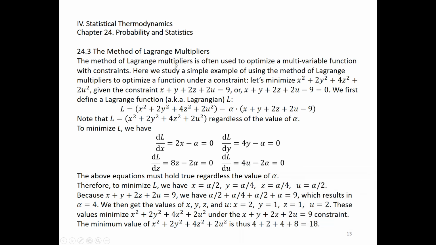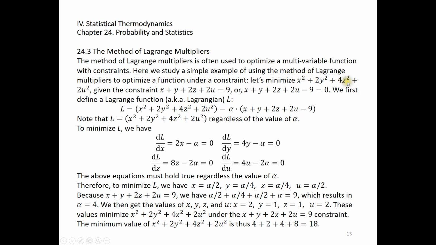Chapter 24, Probability and Statistics. Section 24.3, the method of Lagrange multipliers. The method of Lagrange multipliers is often used to optimize a multivariable function with constraints. Here we study a simple example using the method of Lagrange multipliers to optimize our function under a constraint.